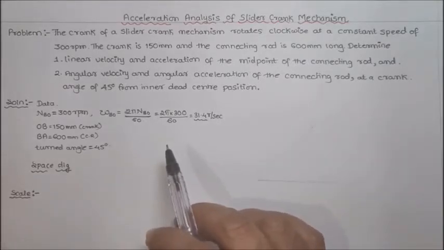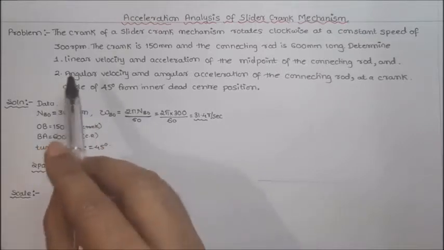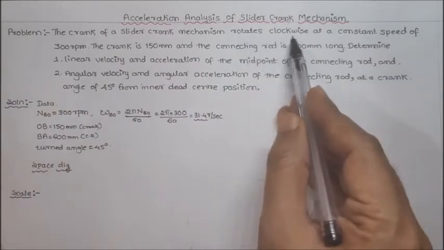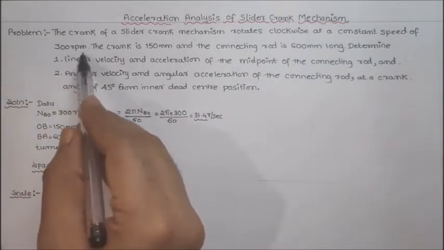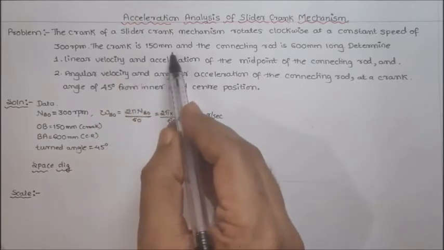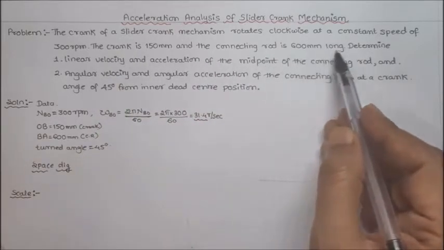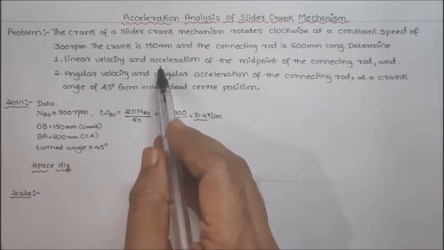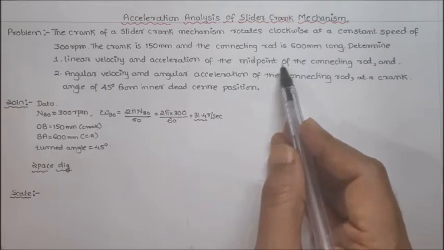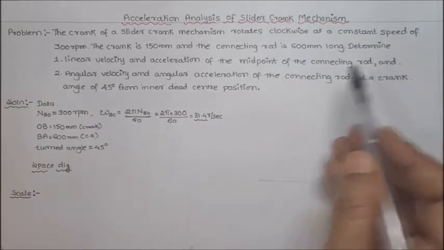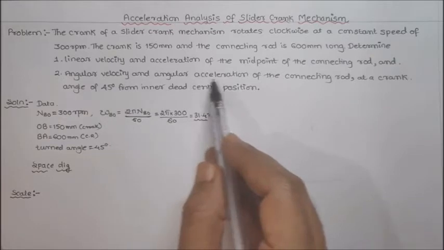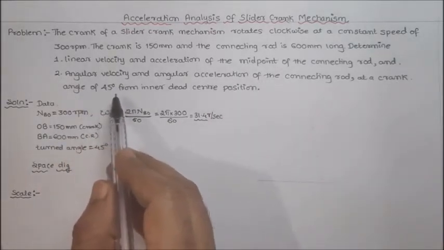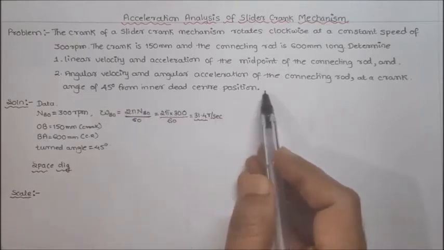Let's read the problem and understand what needs to be found. The crank of a slider crank mechanism rotates clockwise at a constant speed of 300 rpm. The crank is 150 mm and the connecting rod is 600 mm long. Determine first the linear velocity and acceleration of the midpoint of the connecting rod, and the angular velocity and angular acceleration of the connecting rod at a crank angle of 45 degrees from the inner dead center position.